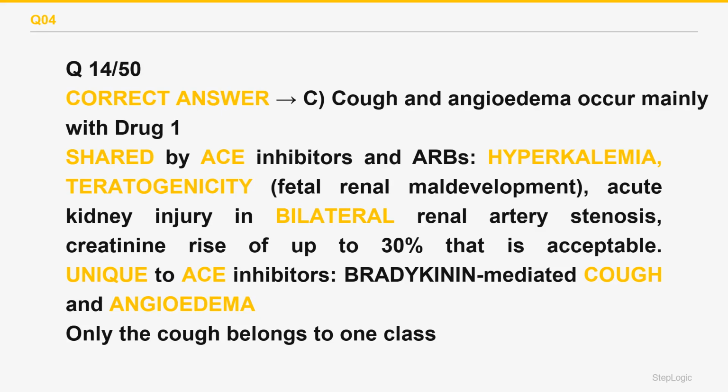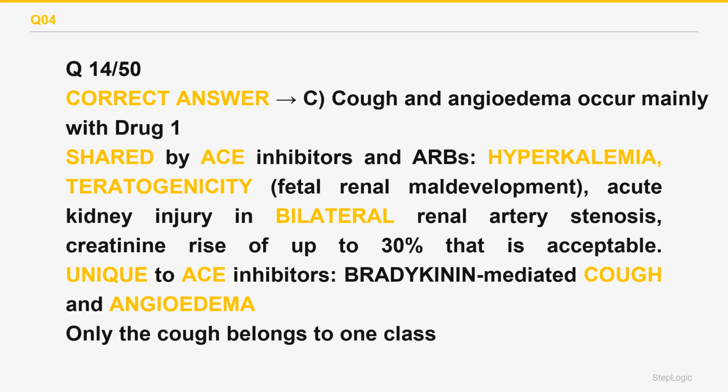Knowing what is shared matters as much as knowing what differs, because it prevents a false sense of safety when switching. Both classes raise potassium by suppressing aldosterone. Both are contraindicated in pregnancy, and both can precipitate acute kidney injury when glomerular filtration depends on efferent constriction. A creatinine rise of up to about 30% after starting either drug is expected and acceptable, reflecting reduced intraglomerular pressure rather than injury.